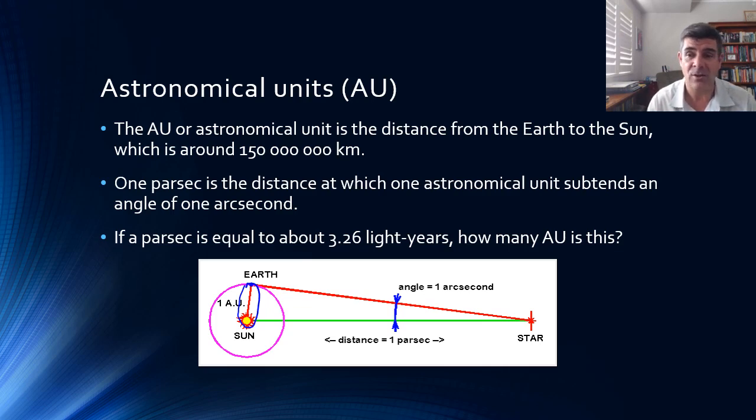So 1 AU would be equivalent to the distance between the Earth and the Sun, which is around 150,000 million kilometers. So therefore we can also define the parsec as the distance in which 1 astronomical unit subtends an angle of 1 arc second. So you can see here is 1 parsec, which is the distance between the star and the Sun. We subtend the angle by looking at the astronomical unit in comparison to where the Earth is, and then as observers we then look at the star in comparison to its background.